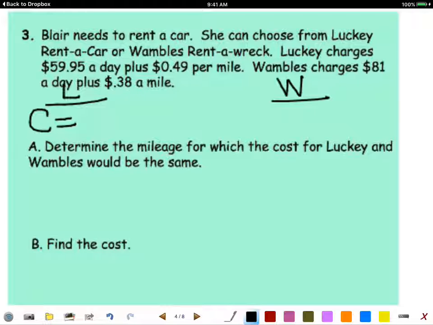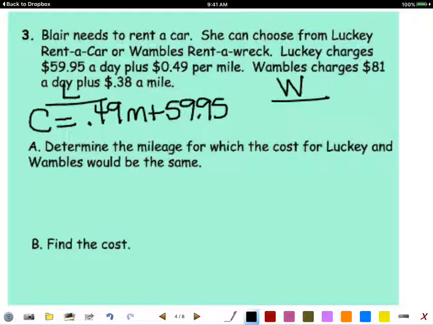Michael? 0.49 M plus 59.95. Okay, perfect. That's how much it costs. That would be an equation we could use to determine the cost at Luckey Rent-a-Car. So if we went 1 mile, we'd plug in a 1 here and we'd figure that out. Question, Bryson? Wouldn't you have to add plus the number of days because it's per day? Well, you would if we were going to do multiple days, but let's say in this situation we're just going to do for 1 day.